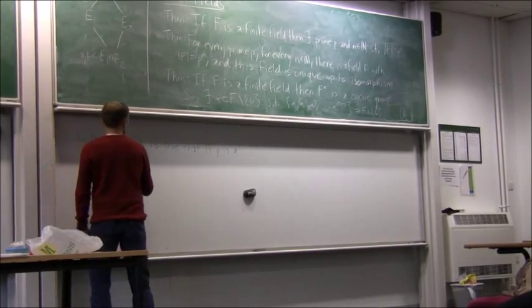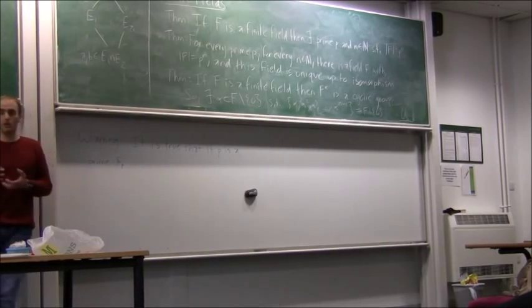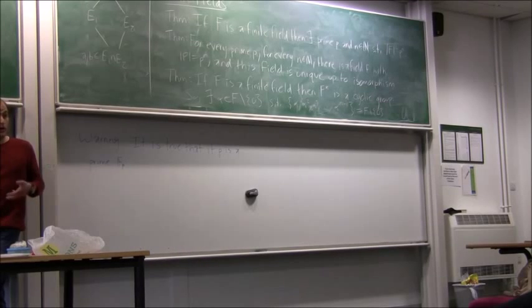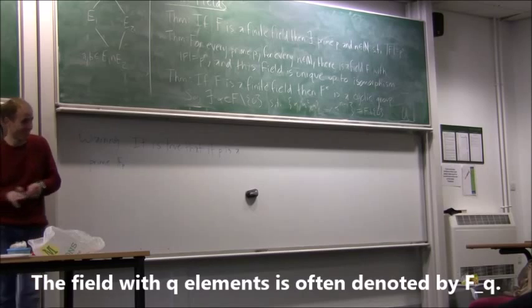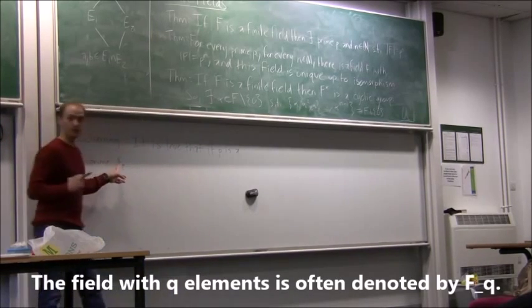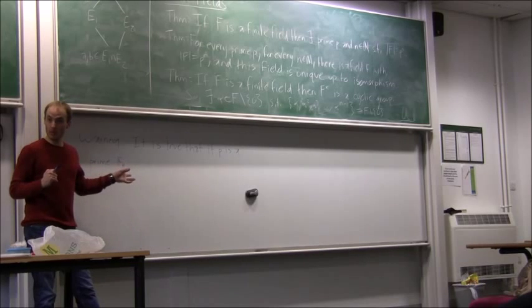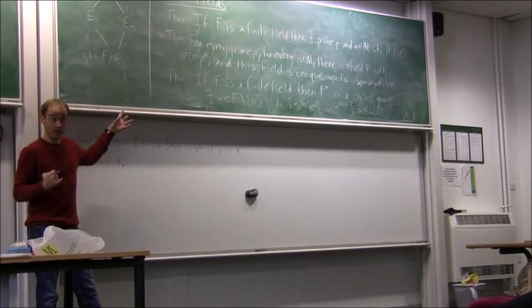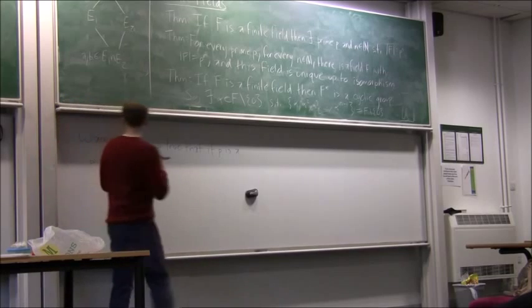By the way, I should have written this up here. If I'm talking about the field with n elements, n a power of a prime, I will write F sub n. And I won't use n either, I'll use q. If I'm talking about the field with q elements, I'll write F sub q with boldface F. So this means the field with p elements. By the theorem, we know that there is one and that it's unique up to isomorphism.